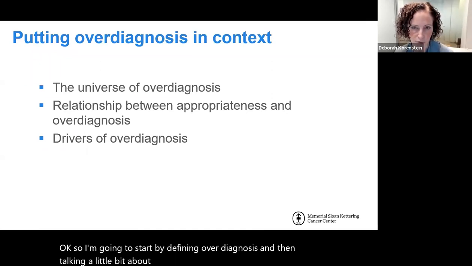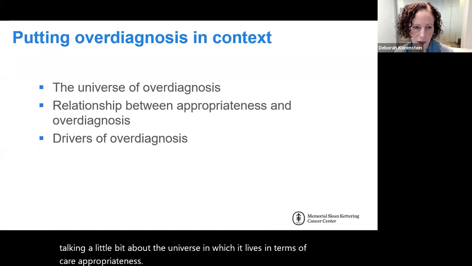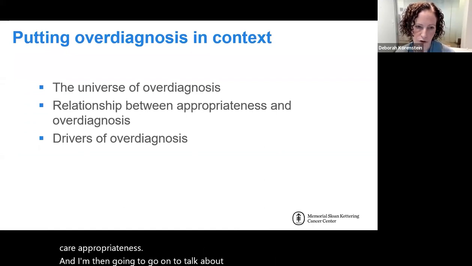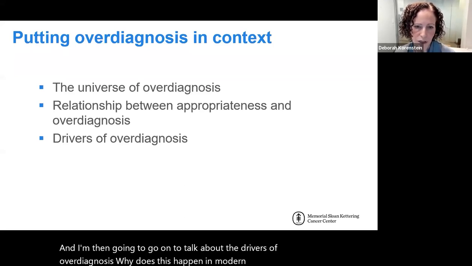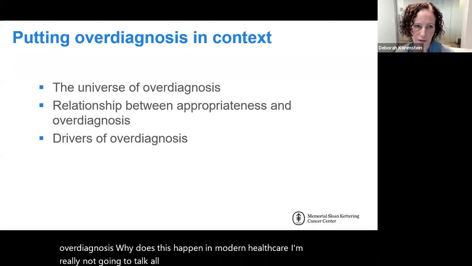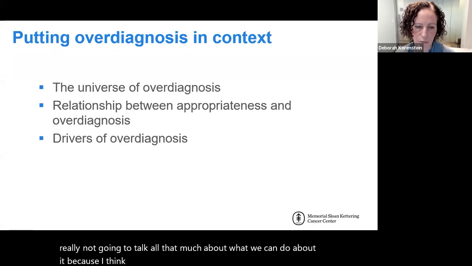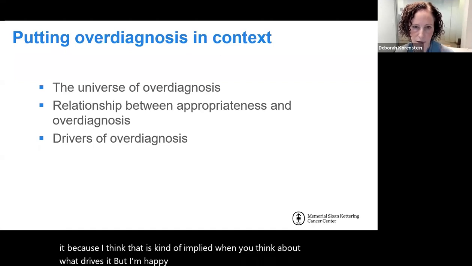Okay, so I'm going to start by defining overdiagnosis and then talking a little bit about the universe in which it lives in terms of care appropriateness. And I'm then going to go on to talk about the drivers of overdiagnosis. Why does this happen in modern healthcare? I'm really not going to talk all that much about what we can do about it, because I think that is kind of implied when you think about what drives it, but I'm happy to talk about that in the Q&A.